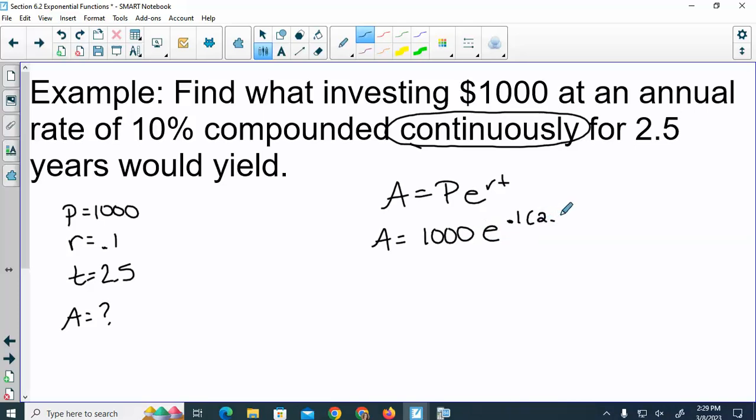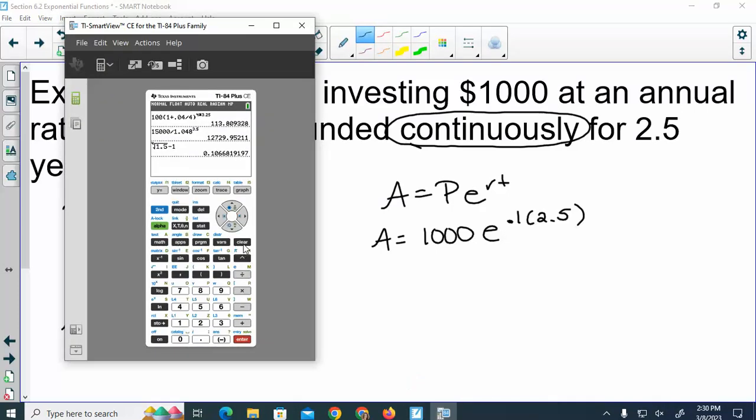What's the E? E is kind of like pi. It's a set value, about 2.7-ish. So we are going to use our calculator. We have 1,000 times e to the power: if you do second and the natural log button, which is the third one up, 0.1 times 2.5. So you see your on button, go up 2. You have ln and then in blue above it, it says e to the x. So if you hit second and that ln button.